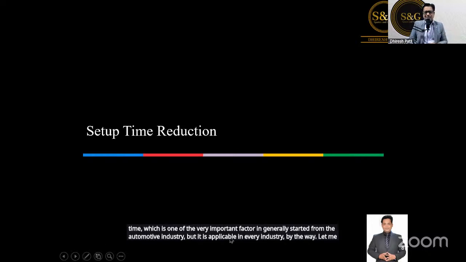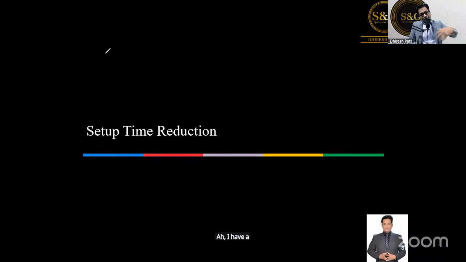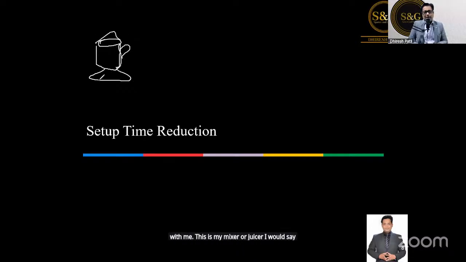Let me give you a simple example. Let's say I have a fruit juice center. Here I am making apple juice. I have only one mixer with me. This is my mixer, a juicer I would say. I am making apple juice here, and a customer has come and is asking for orange juice.